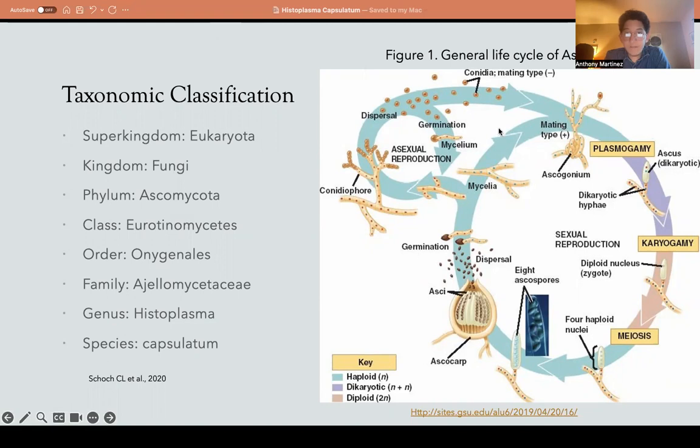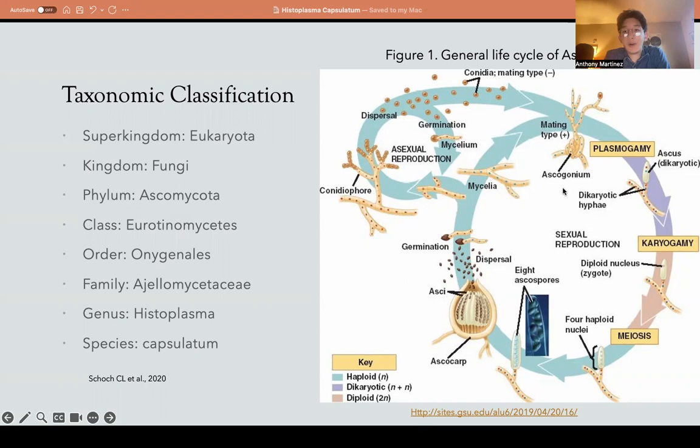So if we look at this general life cycle for ascomycetes, we see a few interesting things right off the bat. The first is, if you look at these teal arrows, it spends the majority of its life in a haploid form rather than a diploid form, which is what we're used to for humans and mammals and that sort of thing. It spends a very small period of its time in an actual diploid/dikaryotic state.